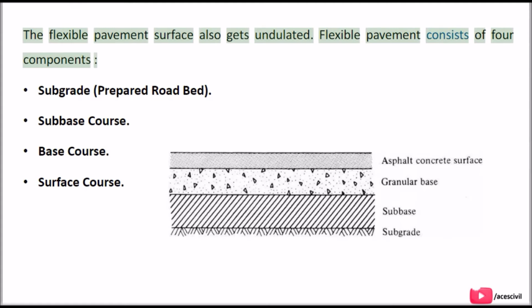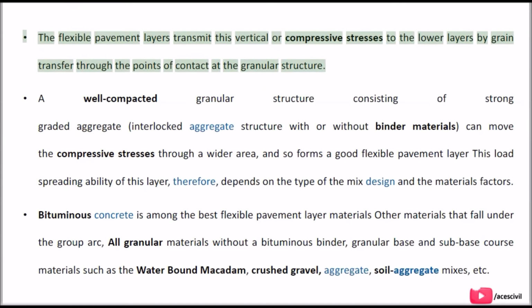Flexible pavement consists of four components: subgrade, prepared road bed, sub-base course, base course, and surface course. The flexible pavement layers transmit the vertical or compressive stresses to the lower layers by grain to grain transfer through the points of contact in the granular structure.